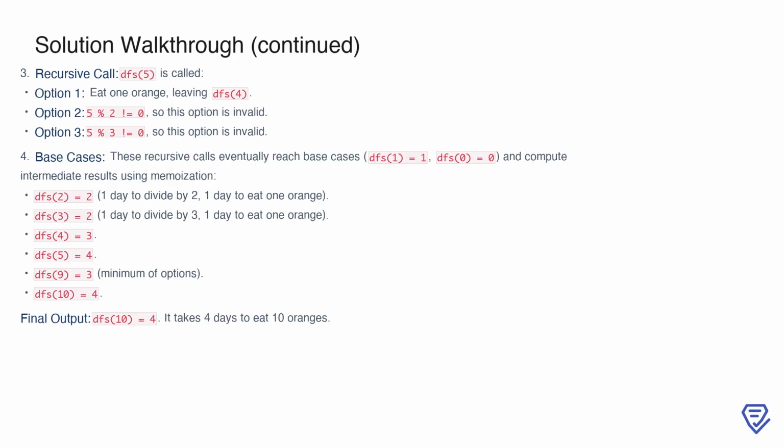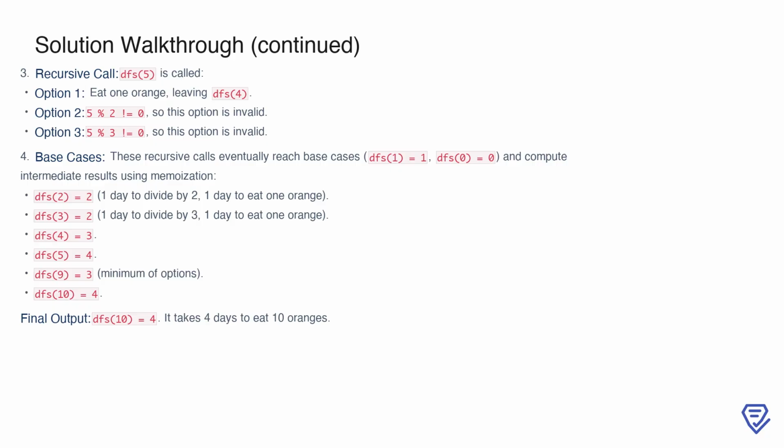As we resolve these recursive calls, we eventually hit the base cases: DFS 1 equals 1 since it takes 1 day to eat 1 orange, and DFS 0 equals 0, as no oranges are left to eat. Using memoization, we compute intermediate results. For instance, DFS 2 takes 2 days, one to divide by 2 and another to eat the remaining orange. Similarly, DFS 3 also takes 2 days, DFS 4 takes 3 days, and DFS 5 takes 4 days.